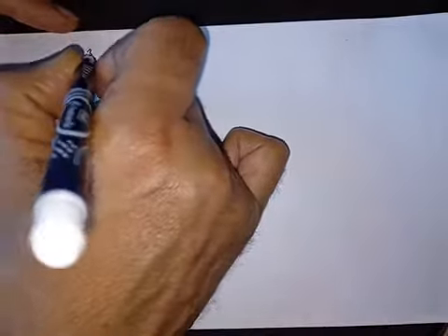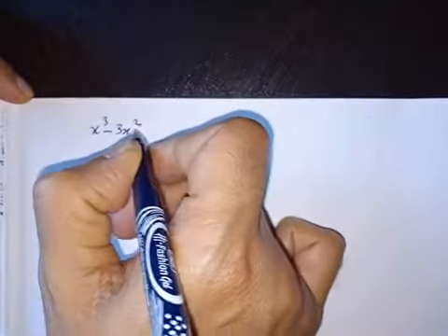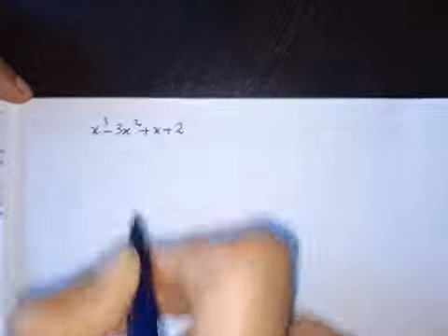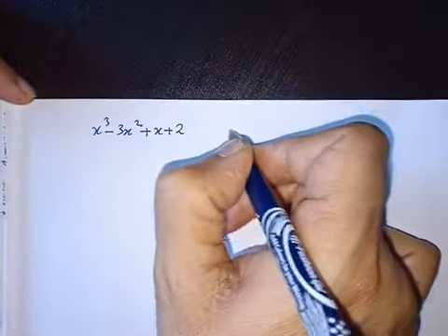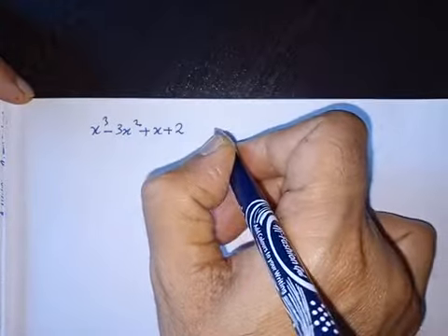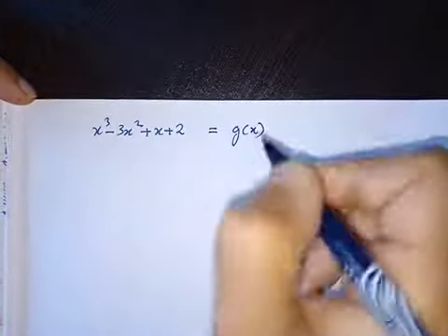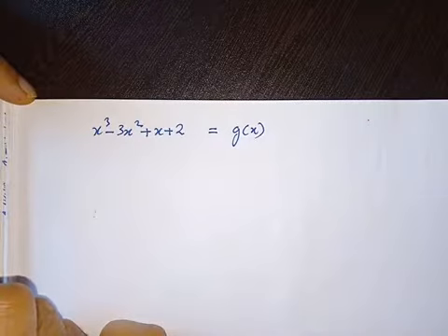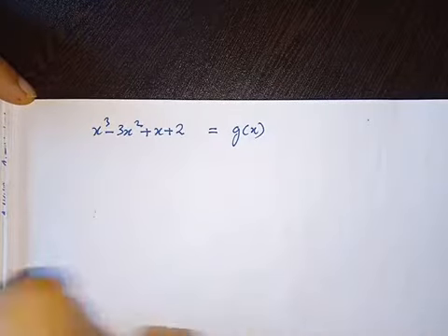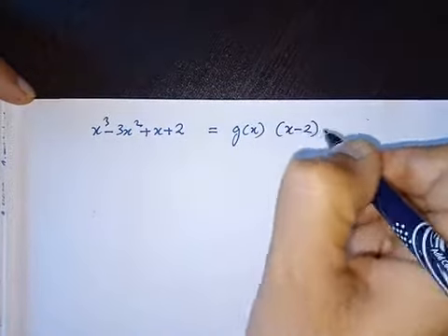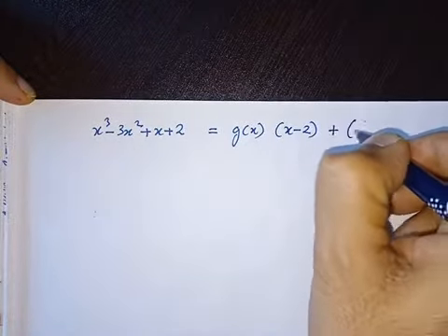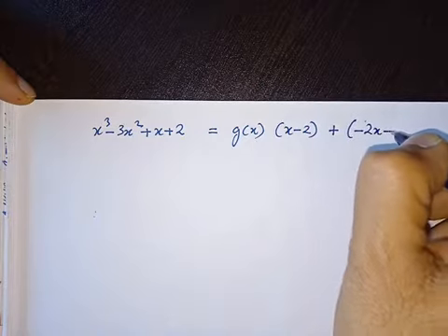2.3. And what we have to do in question number 4, the question statement states that on dividing x cube minus 3x square plus x plus 2 by the polynomial gx, the quotient and remainder which we are getting: our quotient is x minus 2 and the remainder is minus 2x plus 4.